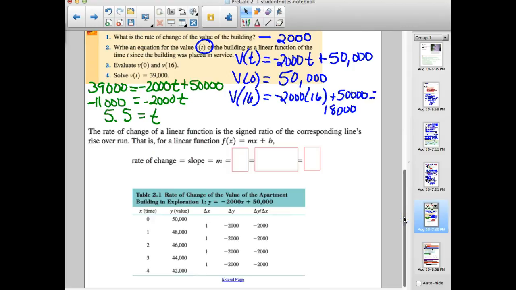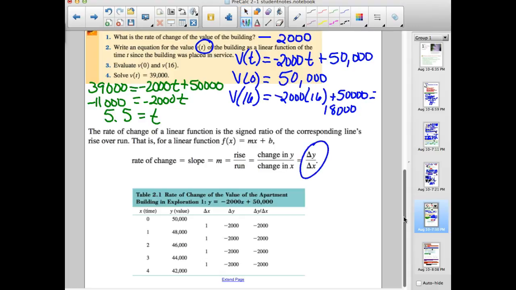All right, some notation again. The rate of change of a linear function is the signed ratio, meaning it has a positive or negative sign to it. It's the ratio of the corresponding line's rise over run. So you've heard of the term rate of change, slope. We use an m for that. We've talked about it being rise over run, the change in y over change in x. Have you seen this notation? That's referred to as delta y over delta x. It just means change in y over change in x. It's a shorthand notation.